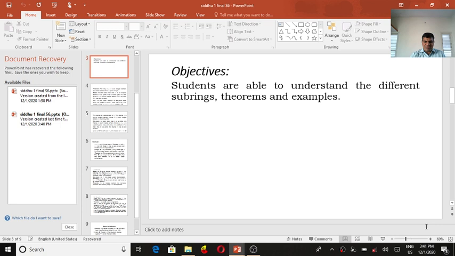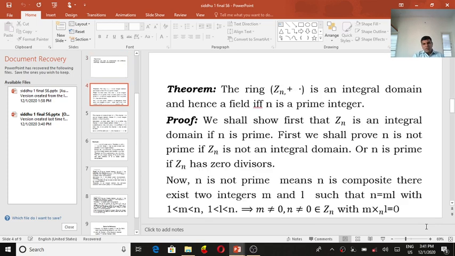We come to Section 6. The students are able to understand the differences of theorems, ideals, etc. Now, we also know the definition of field, subfield. We know the difference between ring and field.